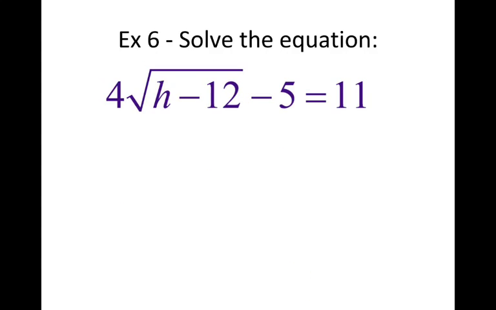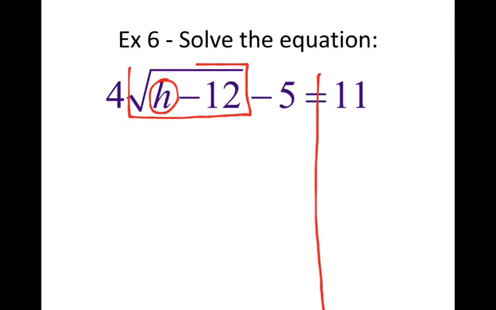Example 6. Same thing. I'll give you a little bit of a head start. I'm going to set it up with you here, and then we'll go over it together after you work on it a little bit. So we'll circle the h, draw the line of equality, and box the square root. So the 4 is outside and the minus 5 is outside. All right, so first thing we need to get rid of here is the minus 5. We'll get rid of that by adding 5.